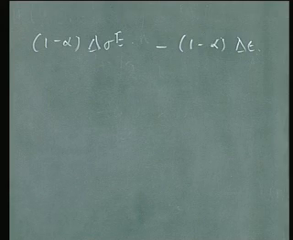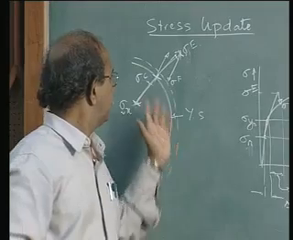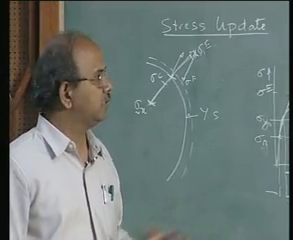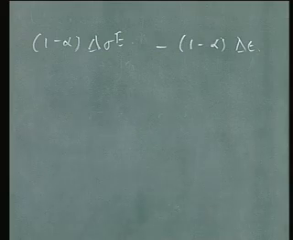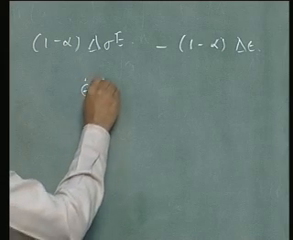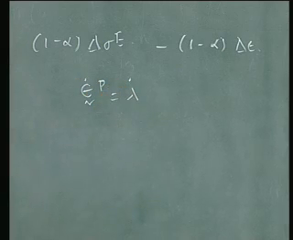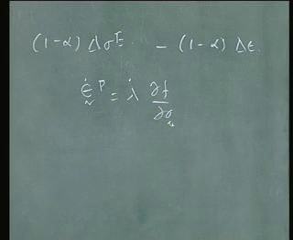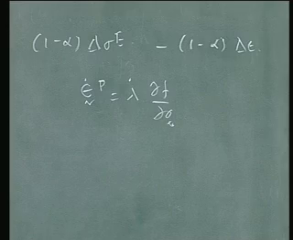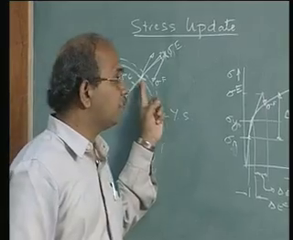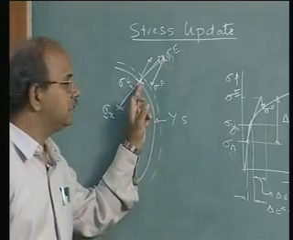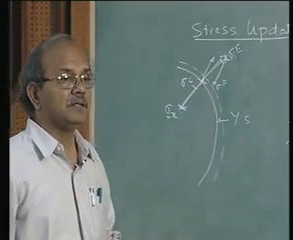I have to use, of course, the flow rule or normality flow rule. Remember that the normality flow rule was written as epsilon dot p is equal to lambda dot into dou f by dou sigma. So what is dou f by dou sigma? That is the normal at the point of contact.